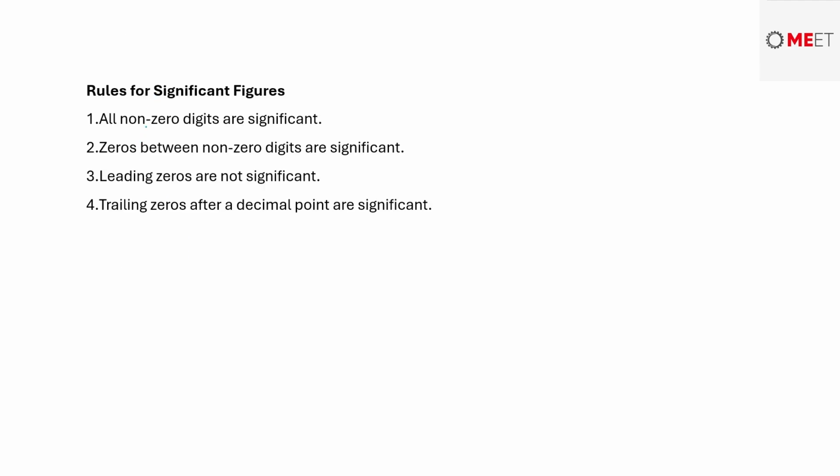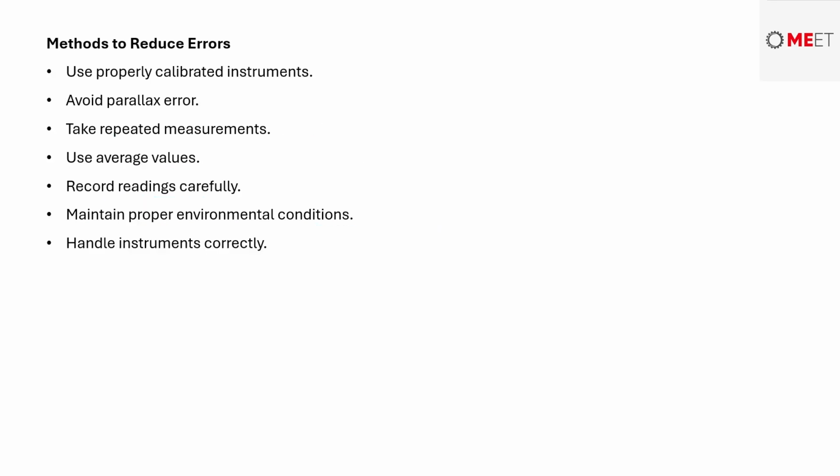Rules for significant figures. All non-zero digits are significant. Zeros between non-zeros are significant. Leading zeros are not significant. Trailing zeros after the decimal point are significant. These are the rules for significant figures.